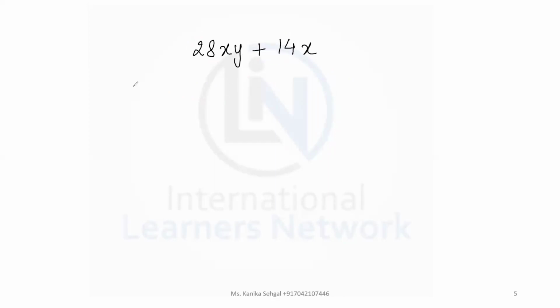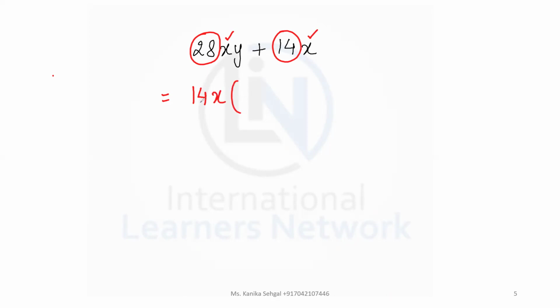We have 28xy plus 14x. From this 28 and 14, we are going to take out the highest common factor, that is 14. Now, x is here and we also have x here. Please note in this case, both the x in the first term and the second term, they have the same power. So we need not worry, as it is, we can take this x common.